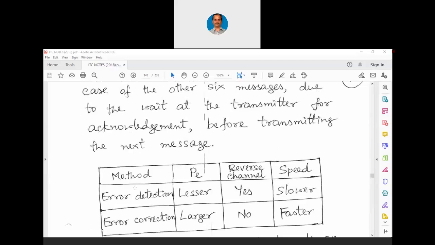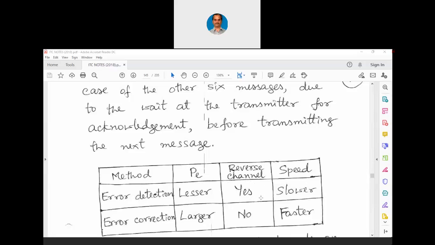So that way, there is a summary or a tabulation. Error detection: probability of error is lesser, and a reverse channel is present here. What is meant by reverse channel? From the receiver to the transmitter, there must be one more channel present, so that the receiver will say, I have detected and I have either obtained the correct message or the erroneous message. Now it says, I have obtained the erroneous message, send it once again.